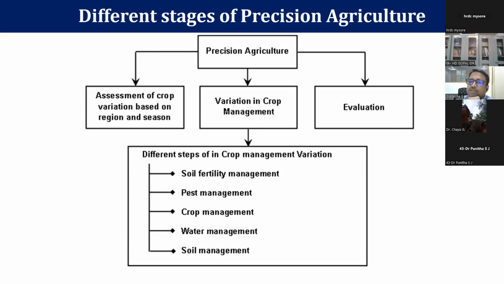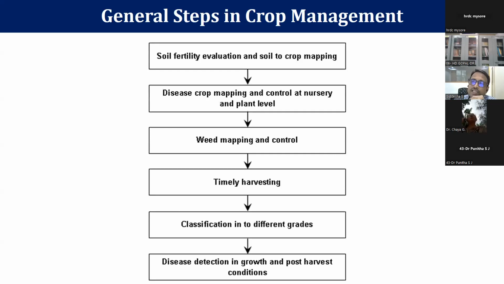So in the next stage we'll see the general steps in crop management. First thing is soil fertility evaluation and soil to crop mapping. This plays a vital role. We can expect a good yield provided the soil is best suited for the particular crop. So this analysis and mapping is done in the initial stage. That means 50% of the problem will be solved.